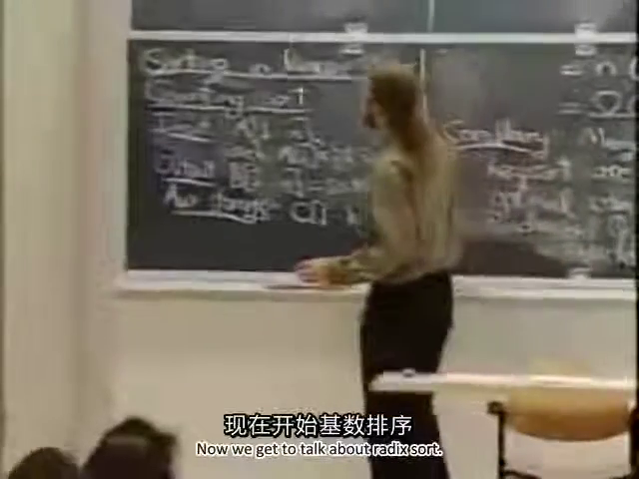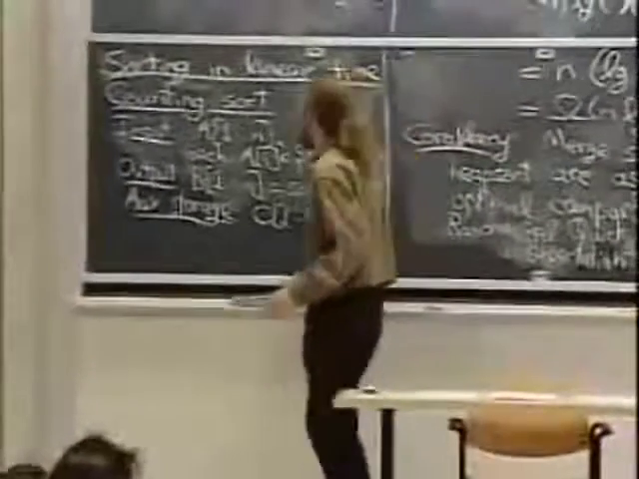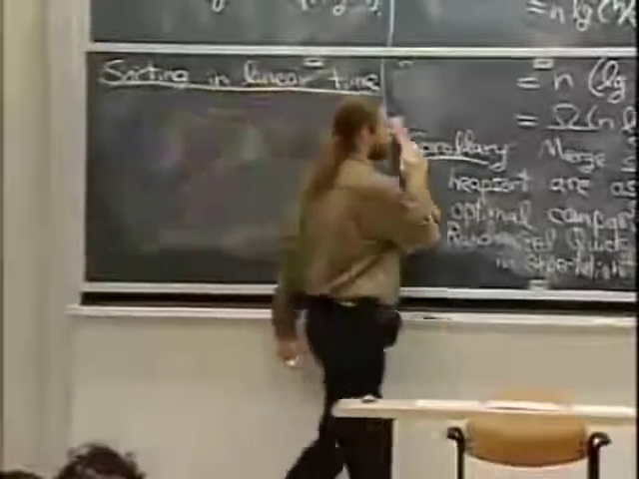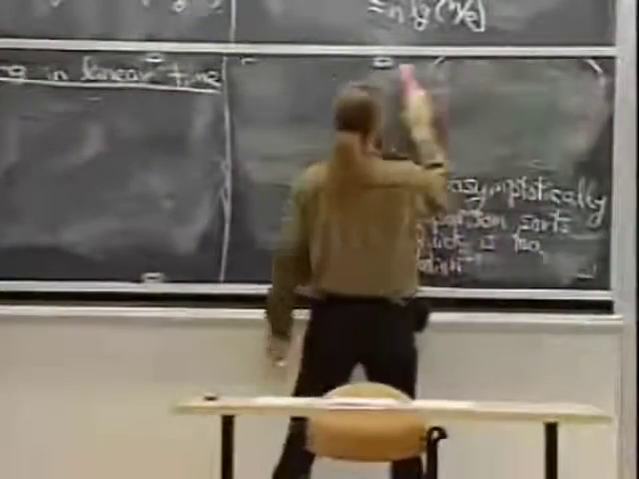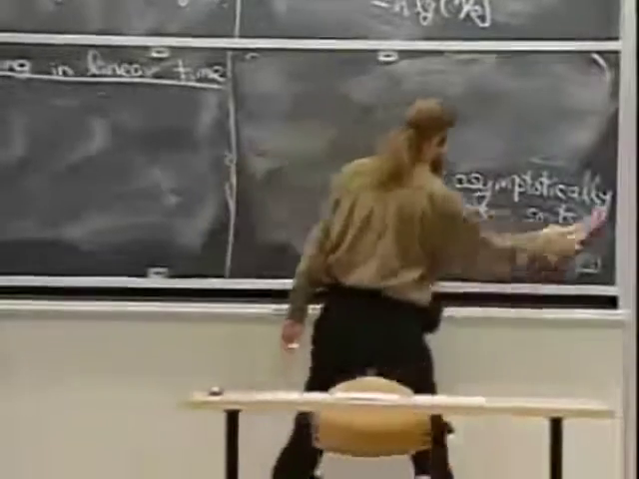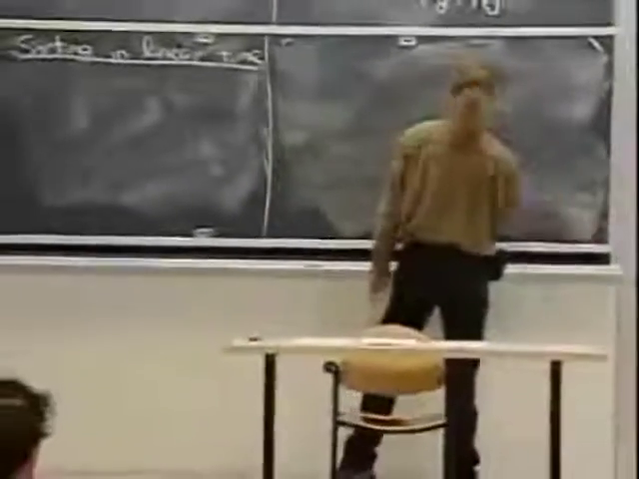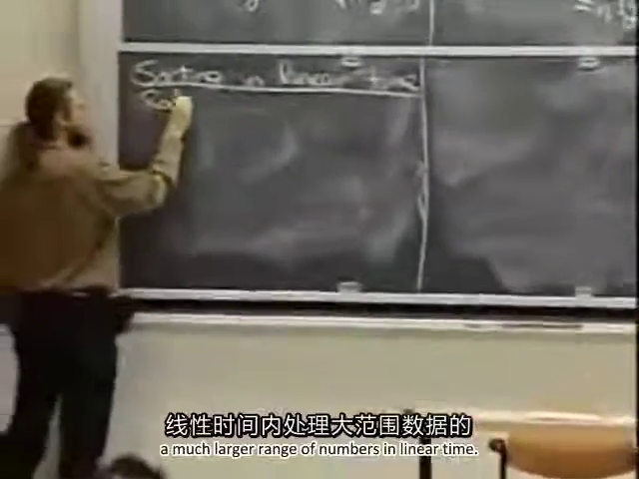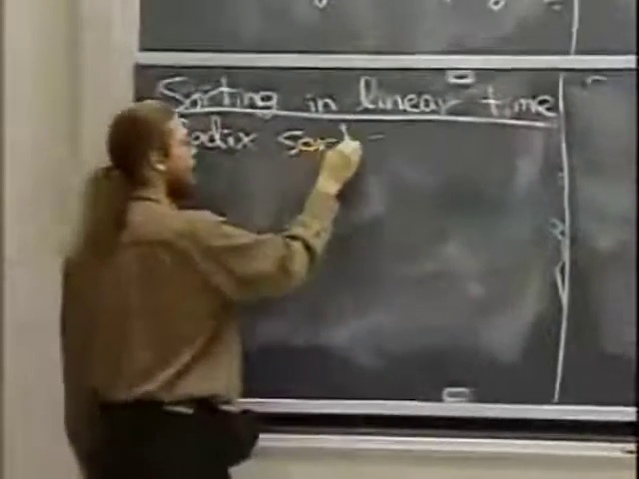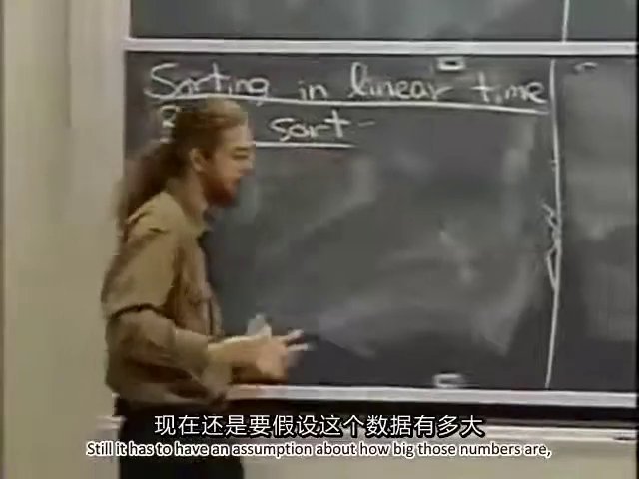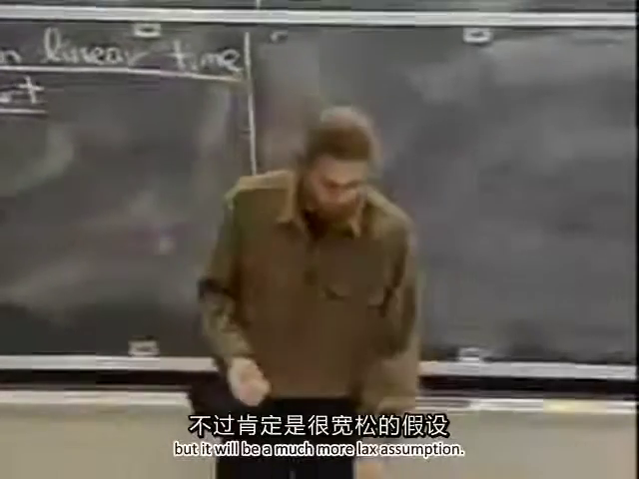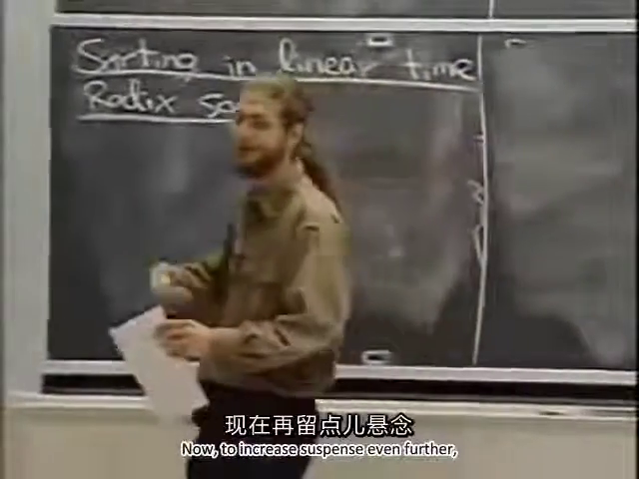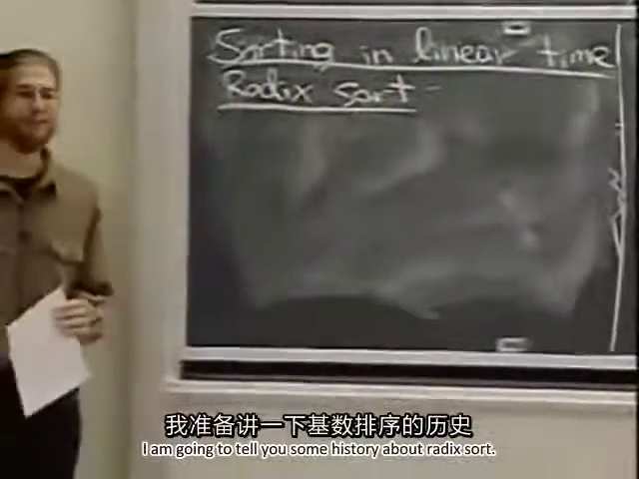Now we get to talk about radix sort. Radix sort is going to work for a much larger range of numbers in linear time. Still, it has to have an assumption about how big those numbers are, but it will be a much more lax assumption. Now, to increase suspense even further, I'm going to tell you some history about radix sort.